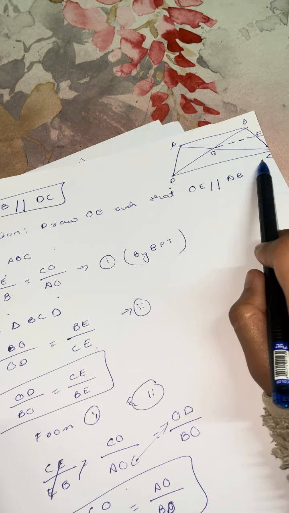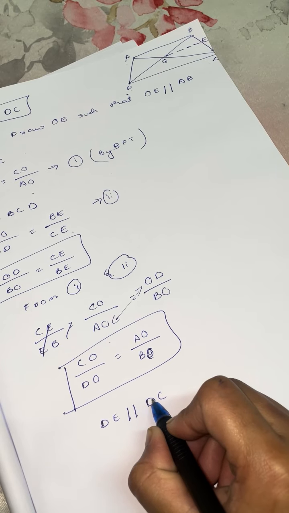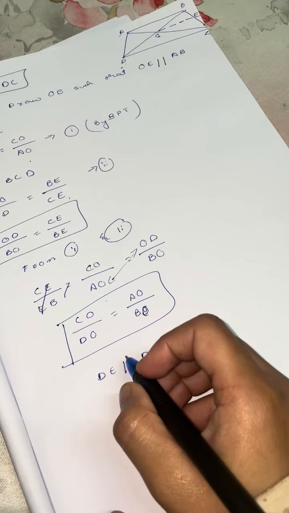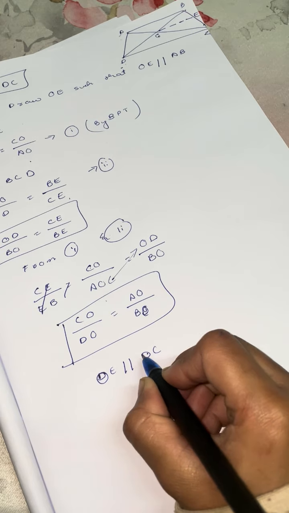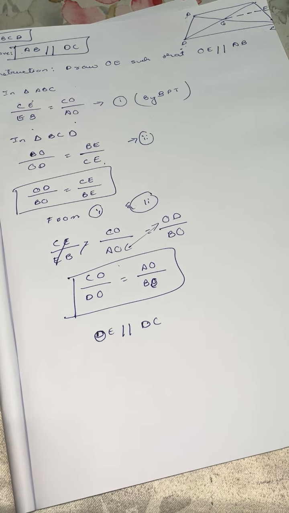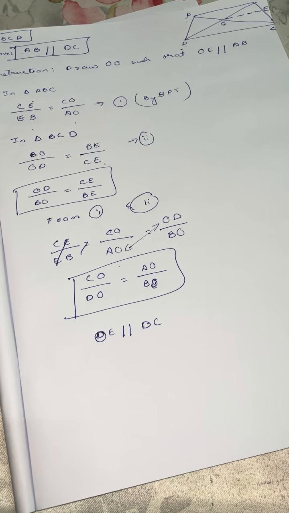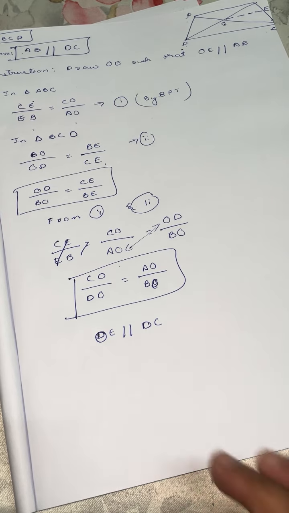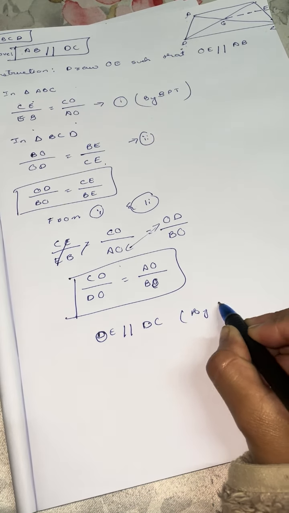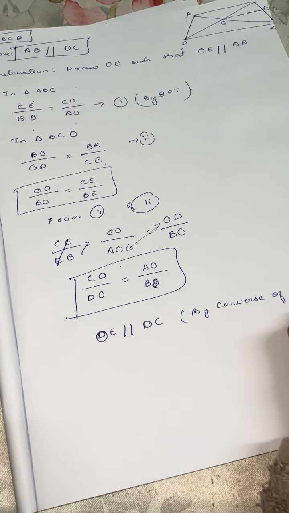DE parallel to AC. Sorry. OE parallel to AC, DC. Oh, sorry, OE parallel to AC, DC. I can say that, right? They are parallel to each other. What do we need? By the converse of BPT.